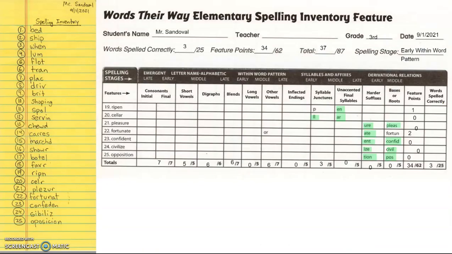Once I'm done, I'll tally up the total correct at the bottom. So we can see that for consonants, the student got all 7 features correct. For short vowels, the student got all 5 features correct. For digraphs, the student got all 6 features correct, and so on and so forth. I want to identify the area where the student has the lowest score. For this particular student, I can see that he has a 0 under long vowels. As such, I can make a determination that the student is in the within word patterns, and more specifically, early within word patterns.